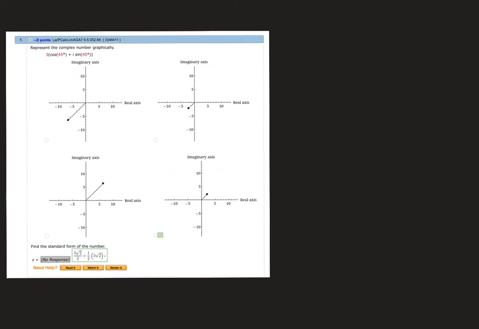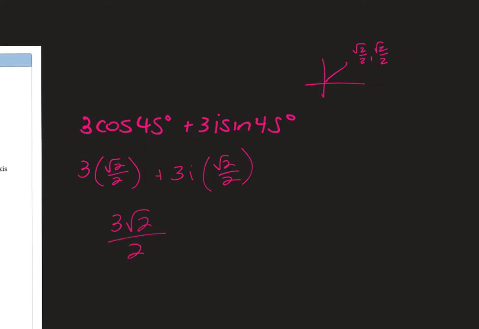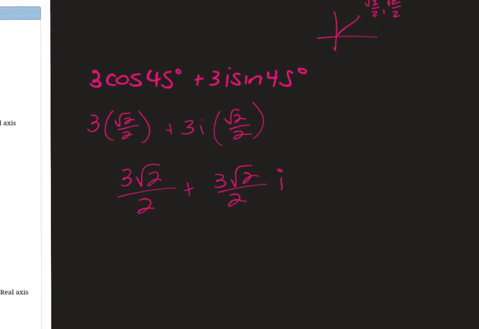All right, last question on the homework. This one said, represent the complex number graphically. So the first thing you have to do is figure out what that complex number would be. Okay, so if I distribute the 3, I get 3 cosine 45 degrees plus 3i sine 45 degrees. At 45 degrees, the cosine there is root 2 over 2, and the sine there is root 2 over 2. I would just rewrite this as 3 root 2 over 2 plus 3 root 2 over 2 i. That would be the complex form.